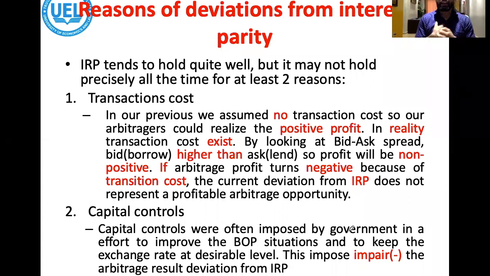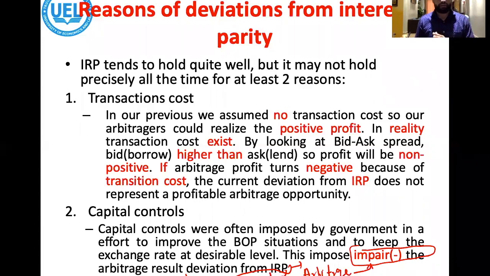So what does it mean? It means such situations may deviate from IRP. Deviating from IRP means arbitrage, but this arbitrage may have negative profitability. Impairing the arbitrage results means you may have a loss from such an arbitrage opportunity. Again, arbitrage still exists under uncovered, but it's not guaranteed that you will always have a profit. So it all depends upon the government's control over the country's capital flows, right? So these are the two other factors which are really important.